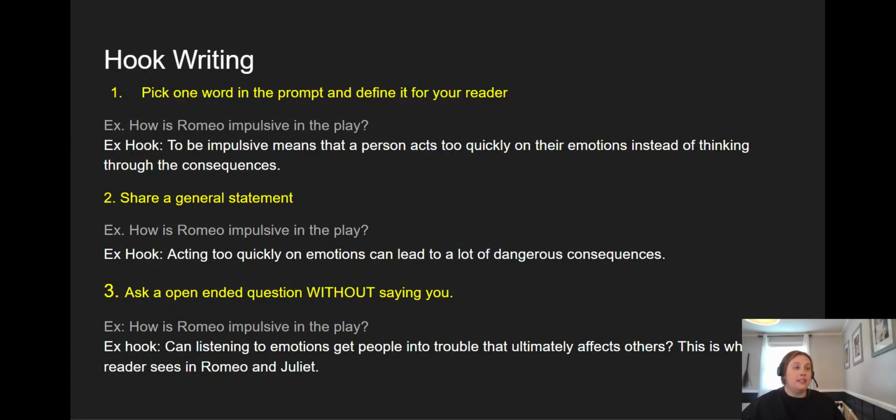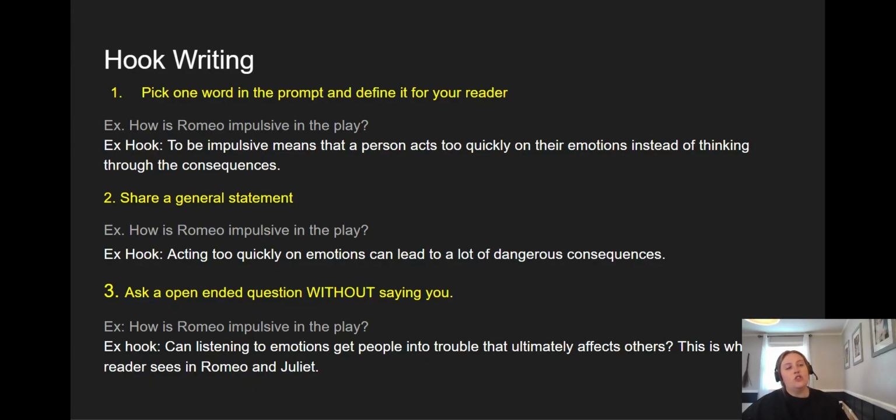Because if they get to my thesis and I'm saying, yeah, Romeo's impulsive because XYZ, but they don't know what the word impulsive means, that's going to be pretty hard for them to understand what I'm talking about. Okay, so picking one word from the prompt and defining it for your reader is not only setting your reader up for success, but it's also setting your essay up for success because they're going to know what you're talking about.